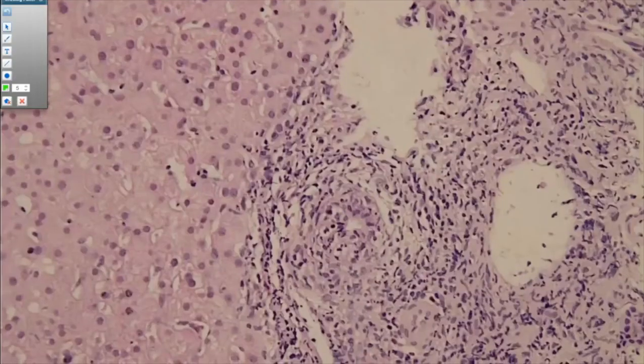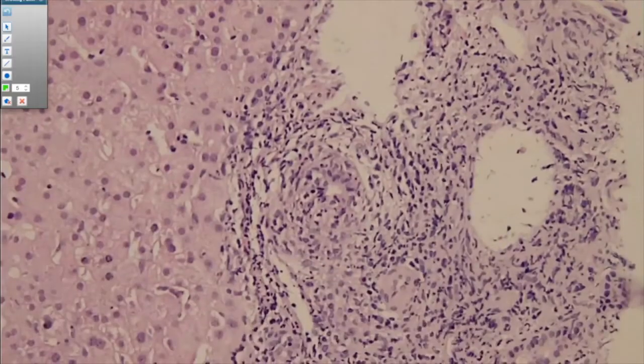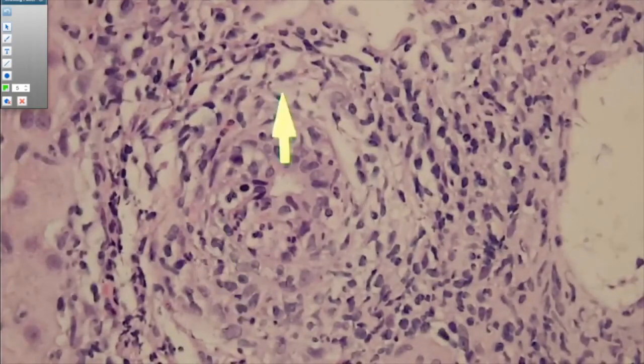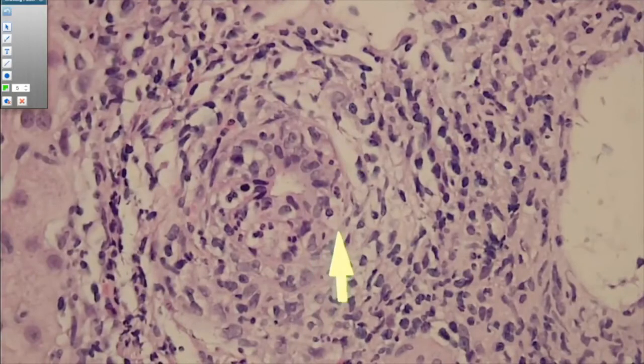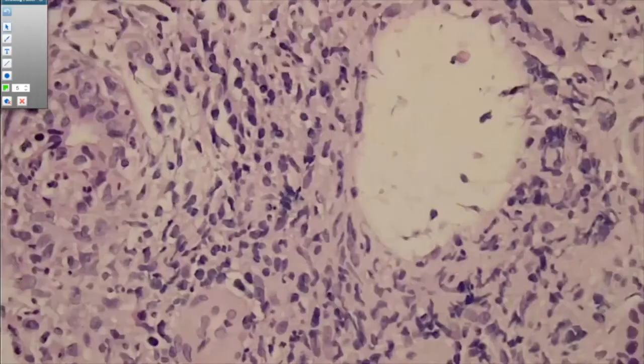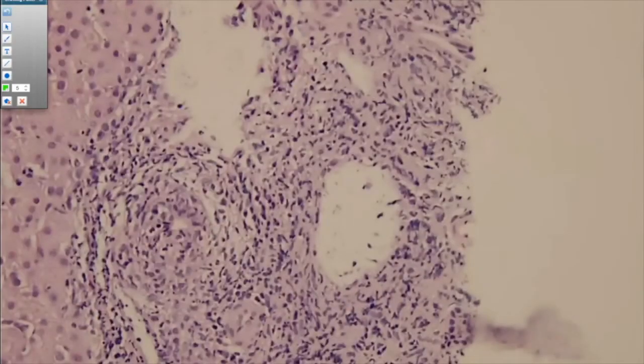How about this portal triad? Here is nice bile duct injury. The bile duct epithelium is vacuolated, and you can see inflammatory cells. So there is endothelial cell injury and different types of inflammation. So this is moderate acute cellular rejection.